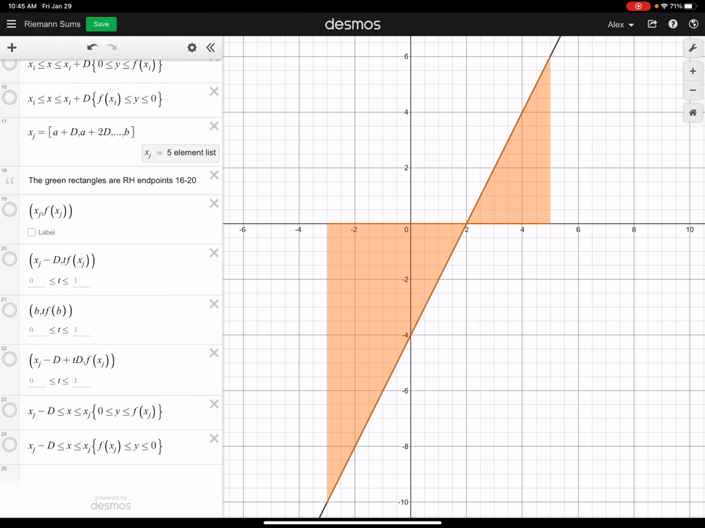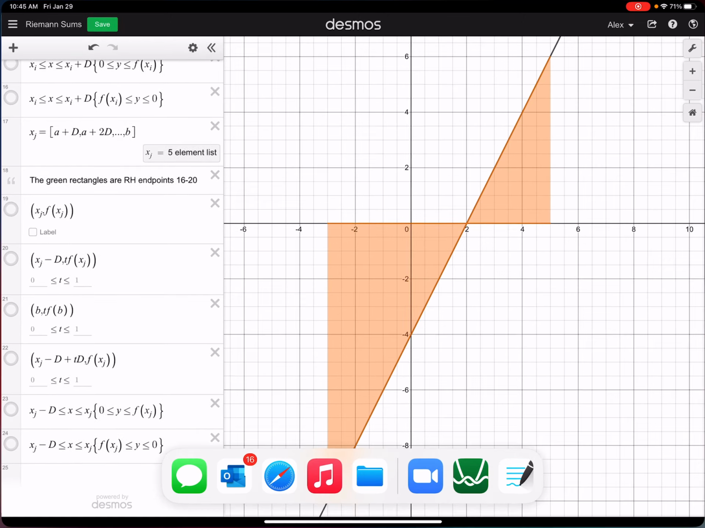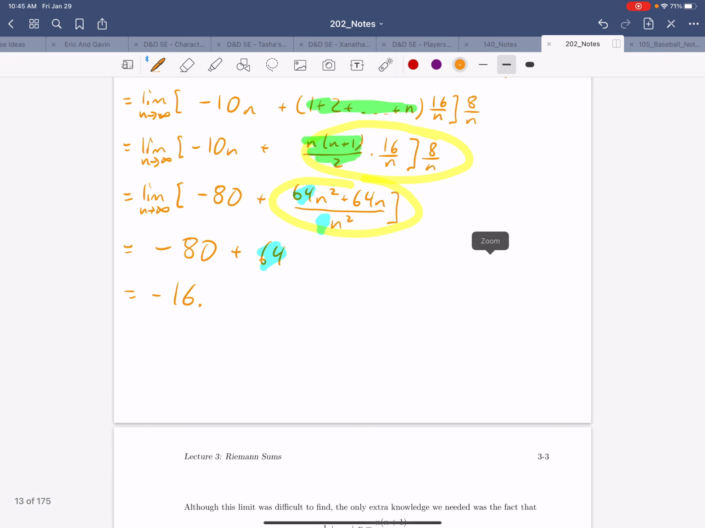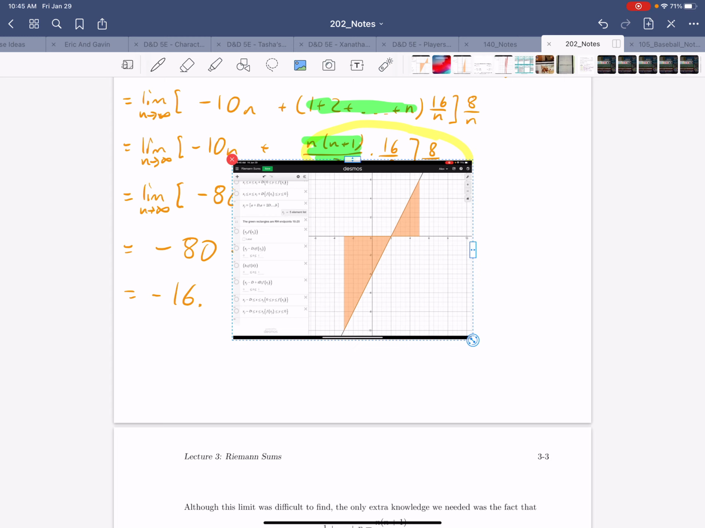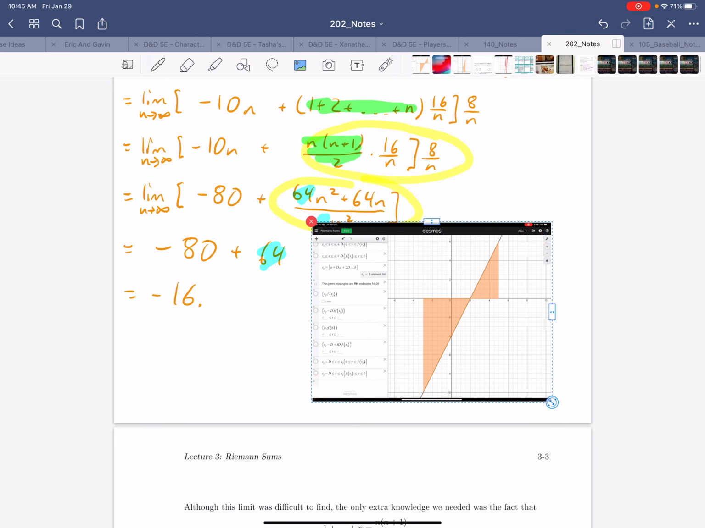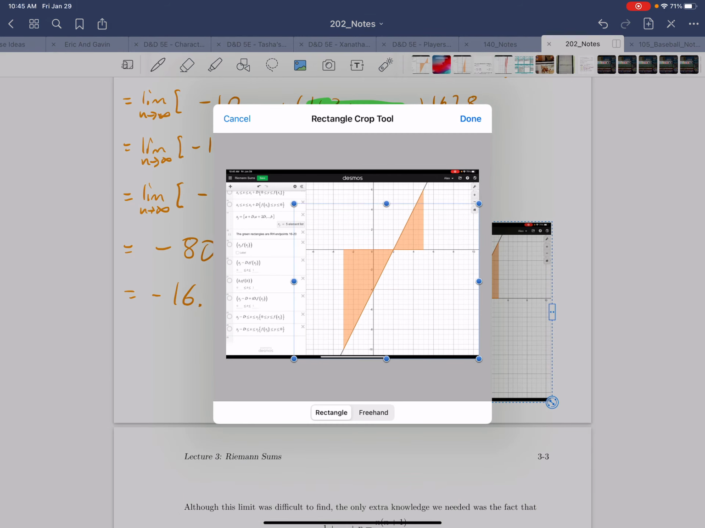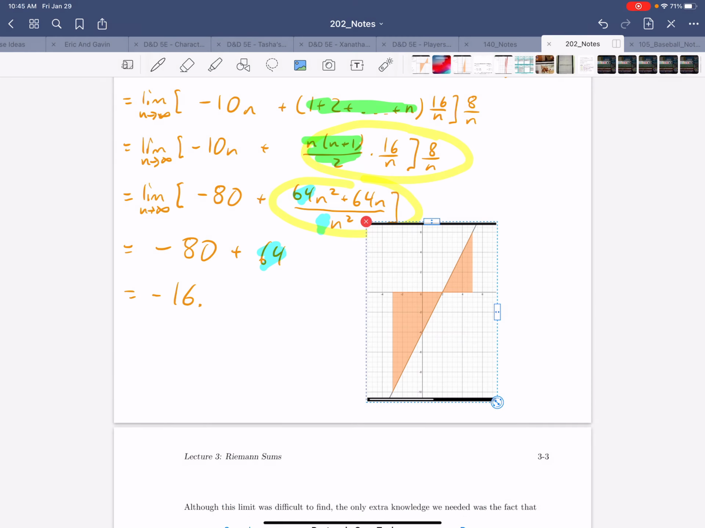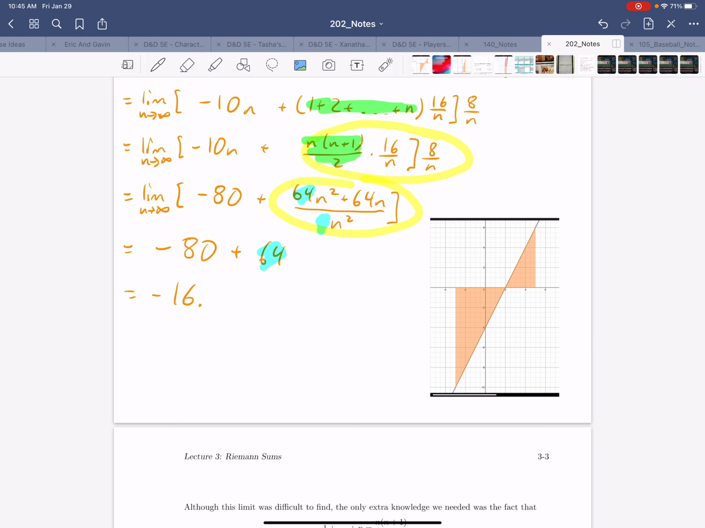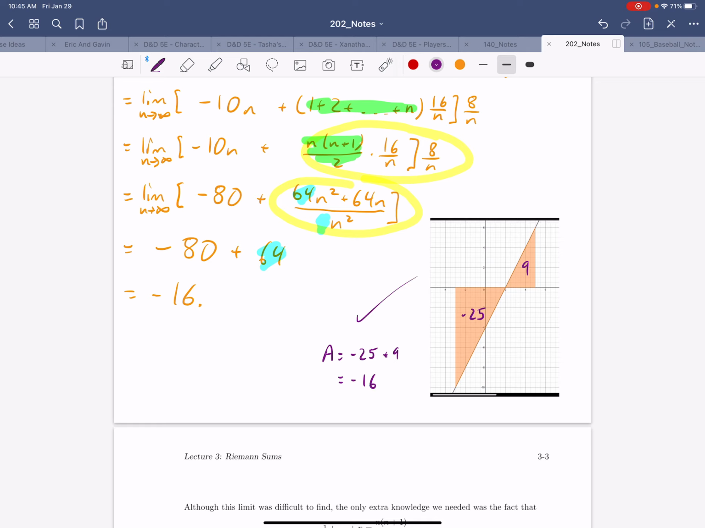So let's take a snapshot of this, stick that in our notes, maybe crop it a little bit. Now we've got a little bit of verification. Let's just fill in our areas. Negative 25, 9. A equals negative 25 plus 9, which is negative 16. And that is, in fact, the same thing that we got before.